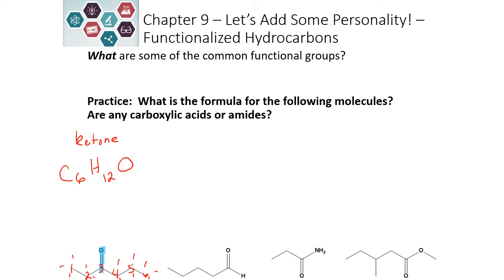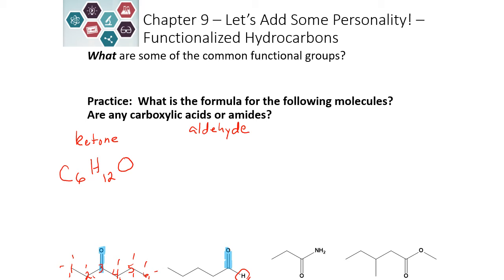If we look at our second molecule, again, we have our carbonyl, but it is directly connected to a hydrogen. So this, again, is not a carboxylic acid or amide. This is a functional group called an aldehyde because our carbon is directly connected to a hydrogen.